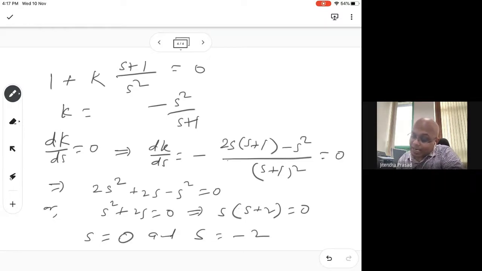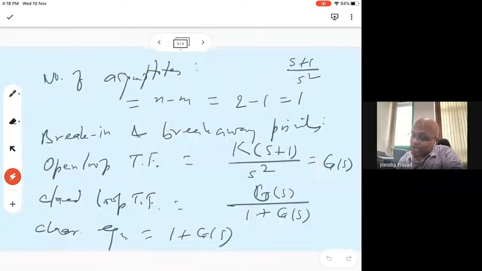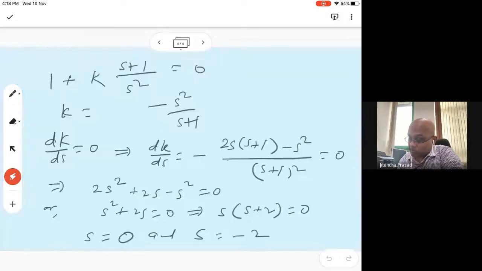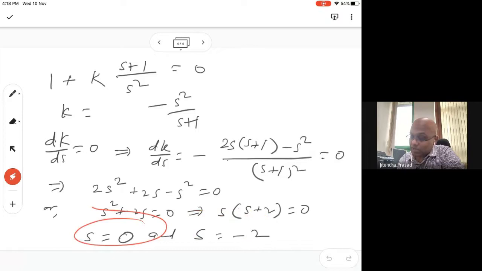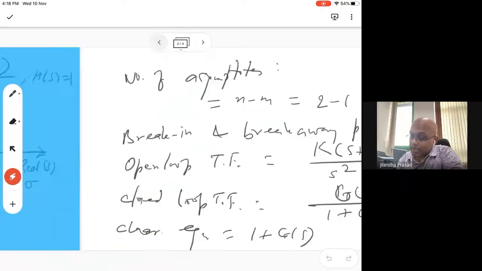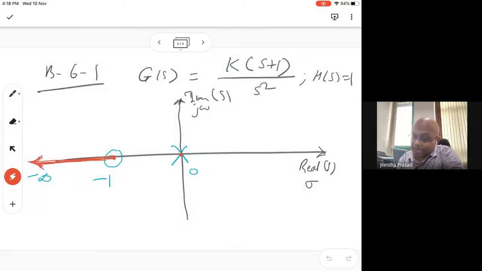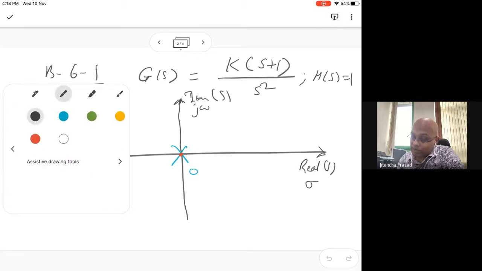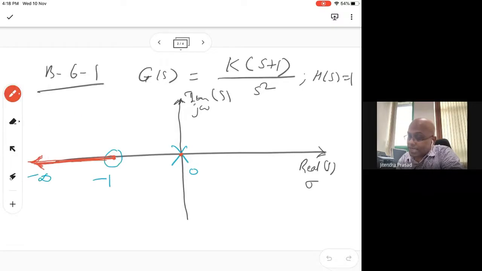So this tells us there are 2 points where there is a break-in and breakaway, at s equal to 0 and s equal to minus 2. Let's go back and see. As per this, there are 2 points. So let's go to the plot. This is s equal to 0, and here will be s equal to minus 2 as well.